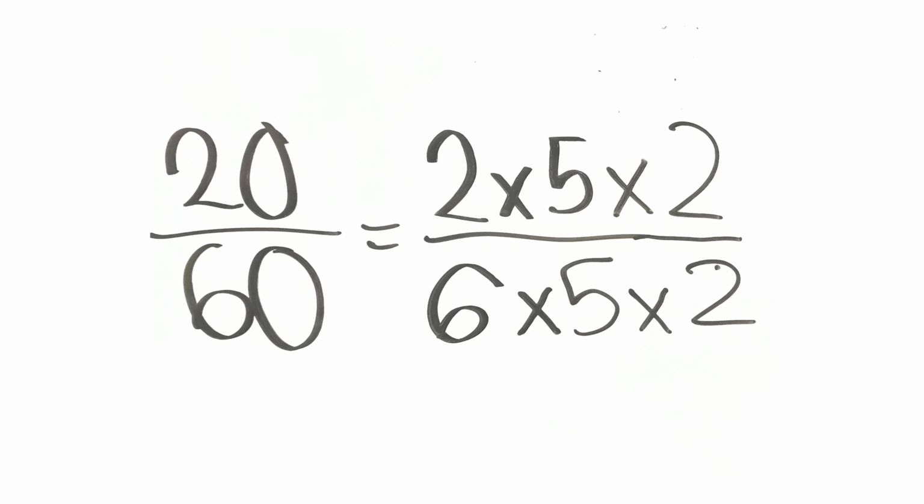But let's not forget the fraction we had to begin with, 20 out of 60. Some of the factors of 20 are 2, 5, and 2. And some of the factors of 60 are 6, 5, and 2. Now, let's cross off all the numbers that repeat. Because 5 repeats twice and 2 repeats twice, let's take them off, so they aren't options in this fraction anymore. So let's look at the numbers in the fraction that we are left with. That is 2 by 6.